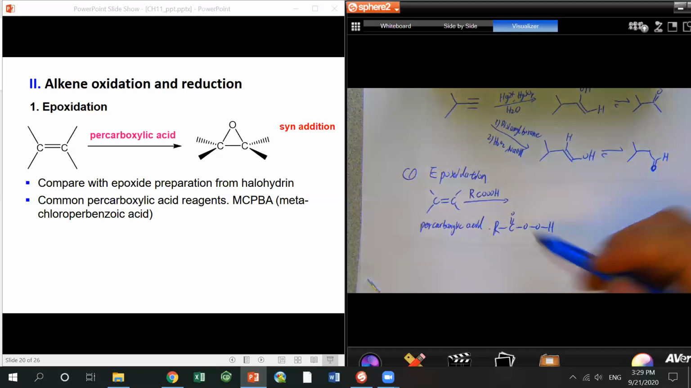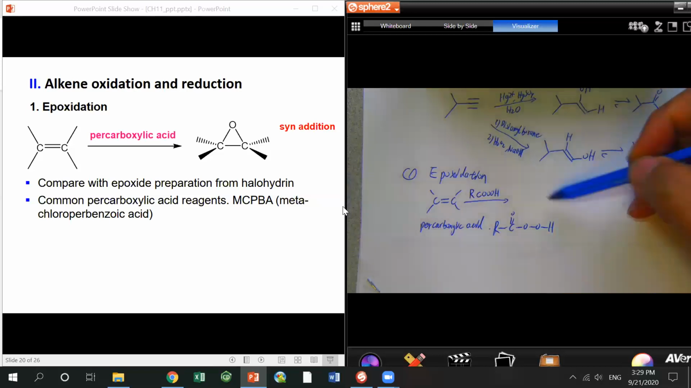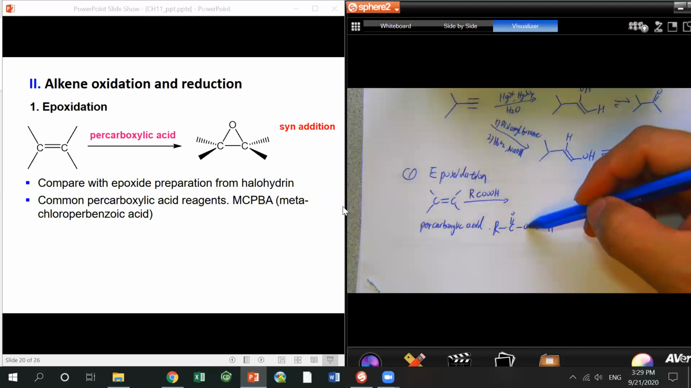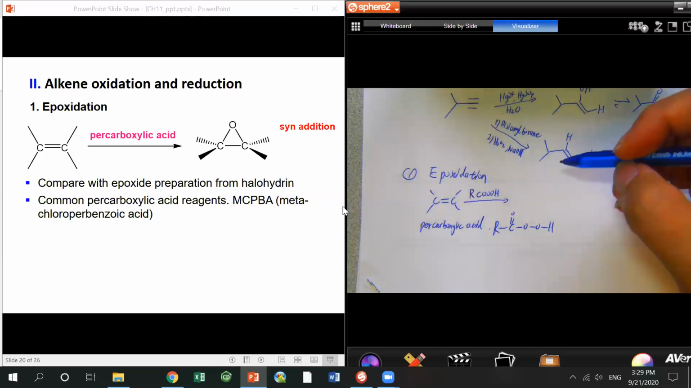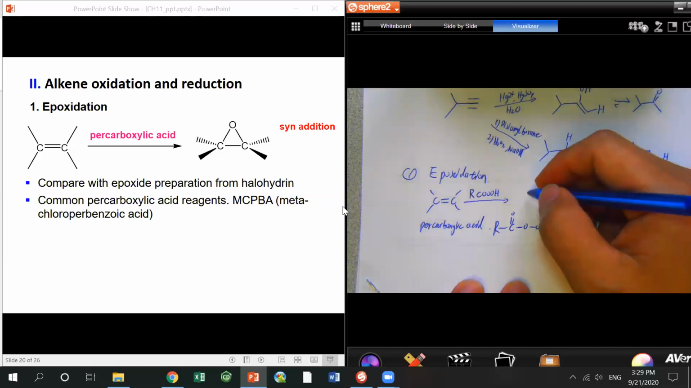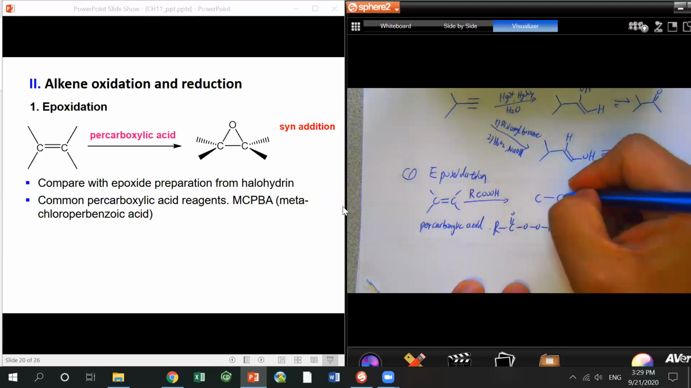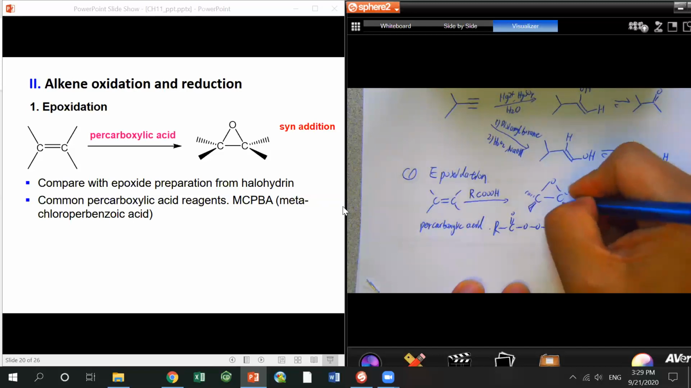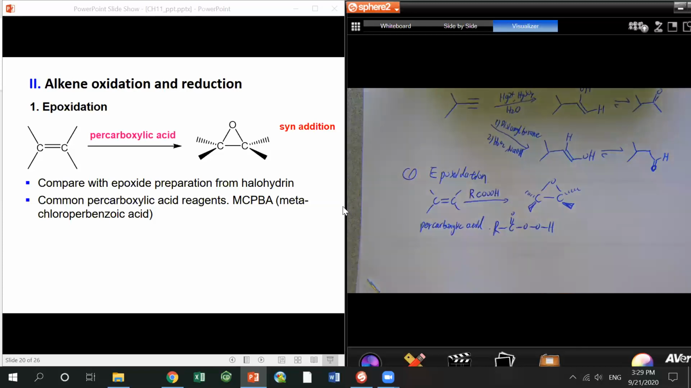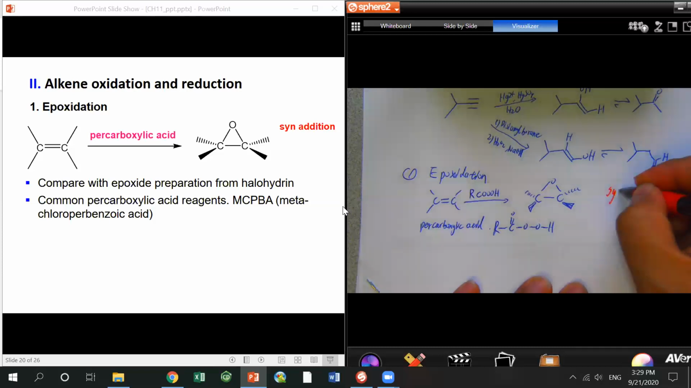There are two oxygens here. Normally a carboxylate has just one oxygen, so this is OH, but a percarboxylate has two oxygens, like the peroxide here. Once the reaction is done, you generate the epoxide. If I draw this case, you should already understand that the stereochemistry of these reactions is syn addition. So that's something to keep in mind.